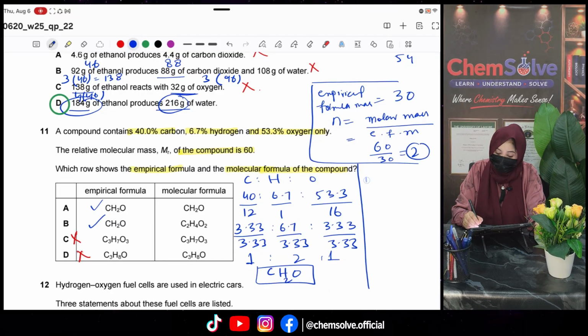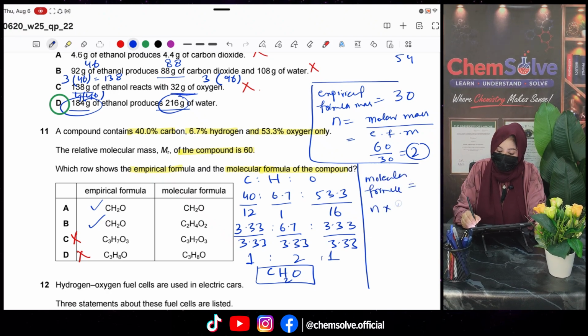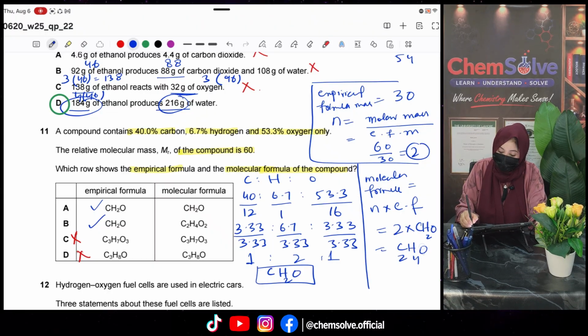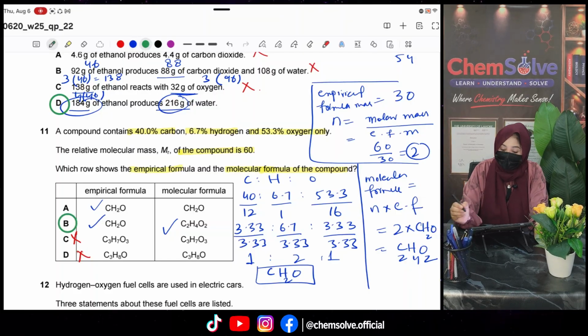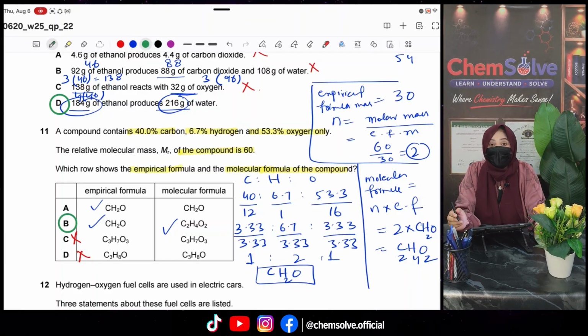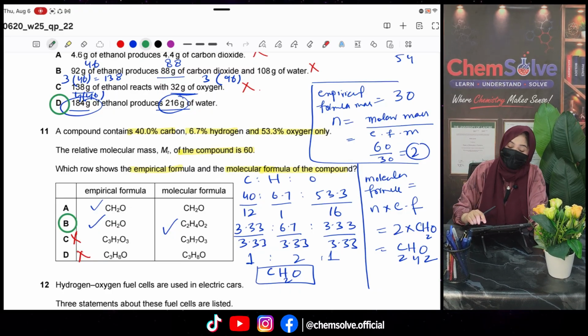The last step is molecular formula is equal to N into empirical formula. So N is 2 and empirical formula is CH2O. So it would be C2H4O2. So it clearly shows that B is the correct option. By the way, I have recorded a detailed video of empirical formula and molecular formula in the mole series. If you have any problem, you can go and watch that video.